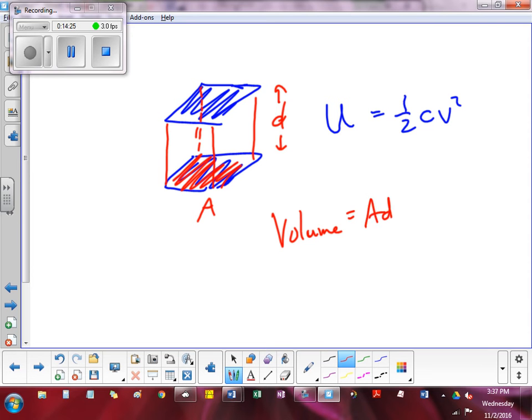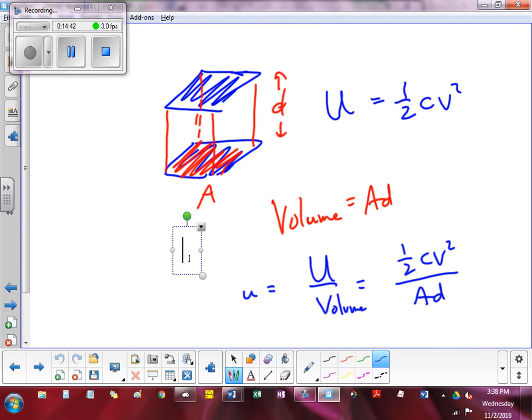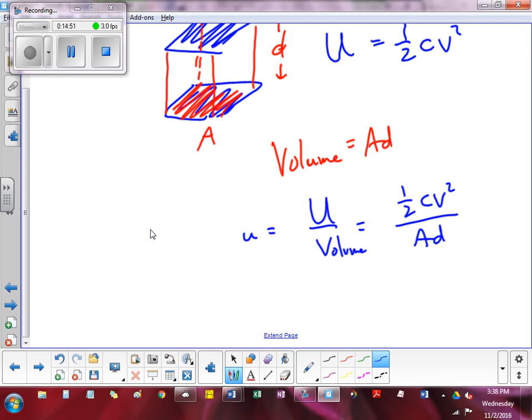It's the volume. So if you want to define a new variable, lowercase u, and it's supposed to be uppercase U over volume, you would basically put 1/2 CV squared all over AD. Okay, all over AD. And then you could rewrite this and rewrite this and so forth. Our book does kind of do this a little bit. So they basically put the 2 on the bottom, right? So you have CV squared over 2AD.